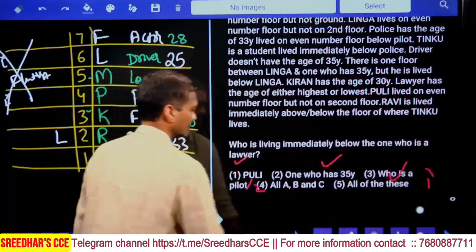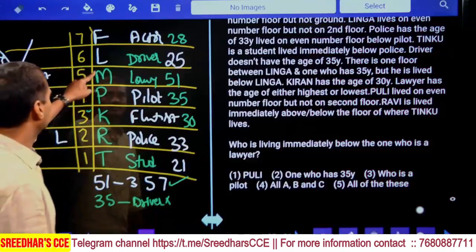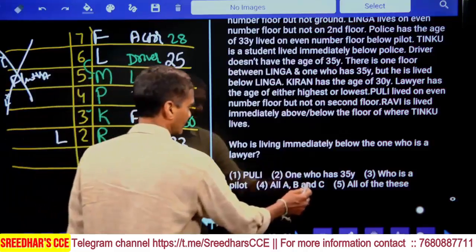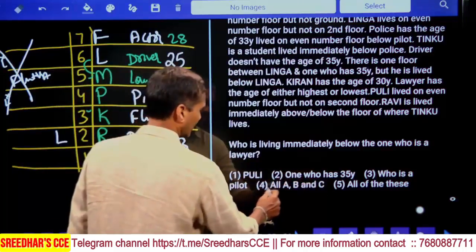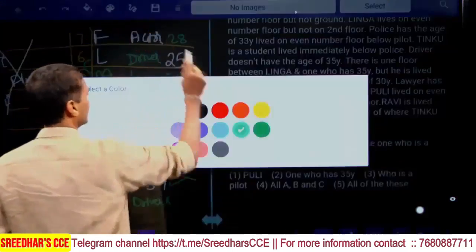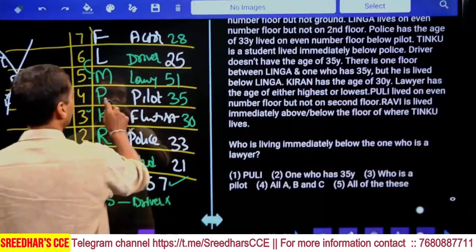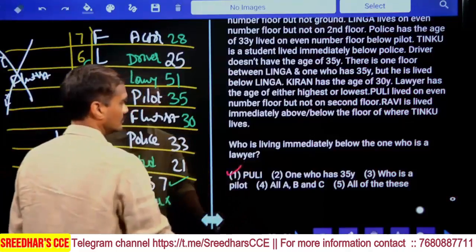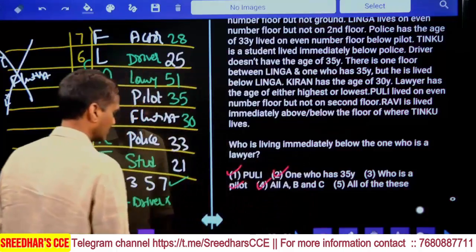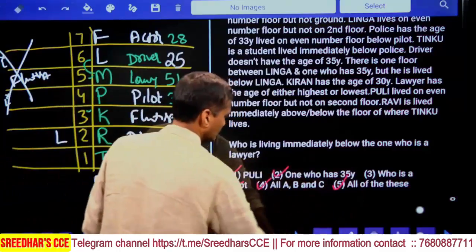Then next one, question number 17. Who is living immediately above the one who is a liar? Immediately above the liar, who is that person? Linga, the driver, 25. Puli and who is a pilot? What is your answer? Living immediately below the liar: P the pilot, 35. Puli, that is 2. 35 is 2. Pilot is 2. All A, B and C. Then what is your answer here? The 17th one is choice 5. Okay, choice 5 is the answer.